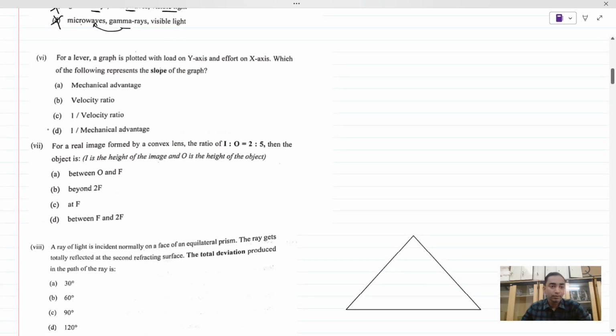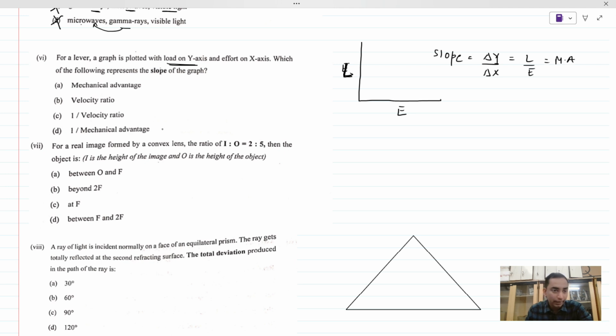Now, question number 6. We have a graph, right? In the graph, what do we have? Effort is on the x-axis and load is on the y-axis. So slope is change in y-axis upon change in x-axis. Basically, y-axis quantity divided by x-axis quantity is nothing but mechanical advantage. That is the answer to the problem.